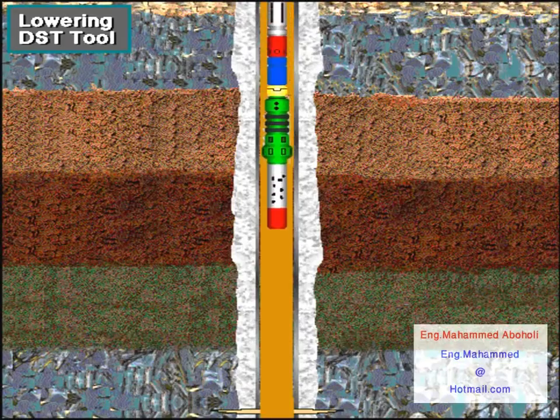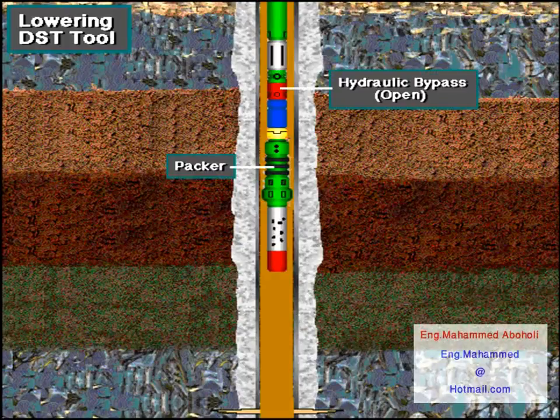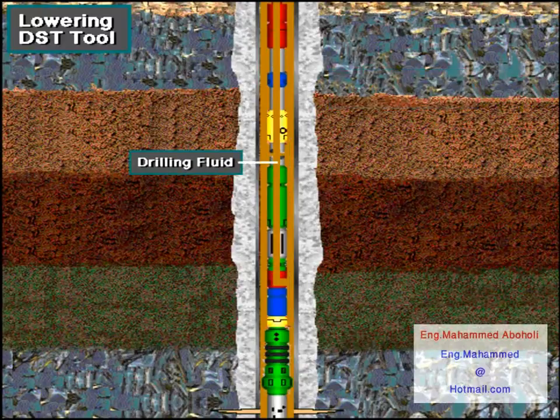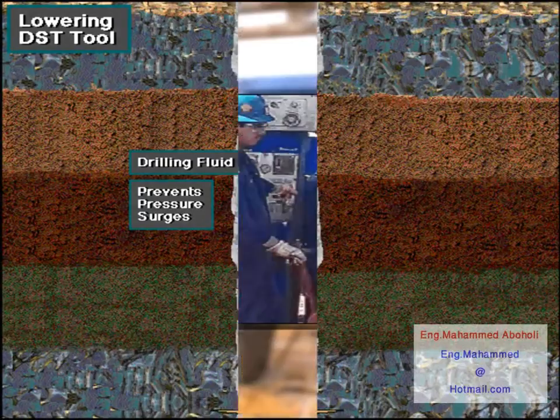The crew lowers the DST tool into the hole on the drill pipe, after the well is well circulated and conditioned with drilling fluid. The hydraulic bypass is open because the DST packer has limited clearance with the upper casing and open well bore. The open bypass allows drilling fluid in the hole to flow up inside the tool as the crew lowers it. Letting drilling fluid flow up inside the tool prevents it from creating pressure surges. Pressure surges could fracture the formation to be tested.